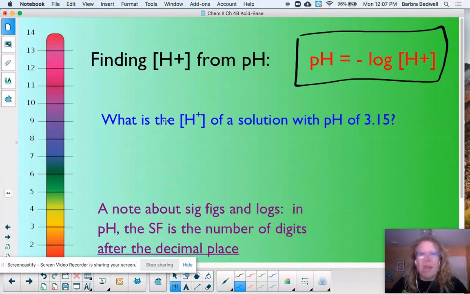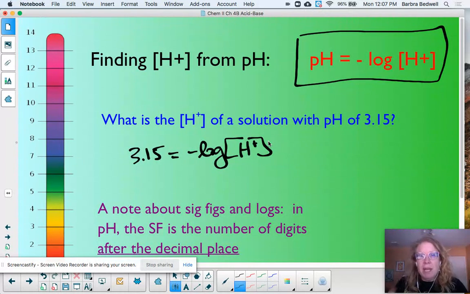So we want to find the hydrogen ion concentration if I know what its pH is. I would literally plug it in: 3.15 is equal to the negative log of the hydrogen ion concentration. I've got to figure out what that is. Be careful with your algebra on this, because of the log function, you have to be careful how you type it in. Order of operations is important. So you do negative 3.15 equals the log of hydrogen ions.